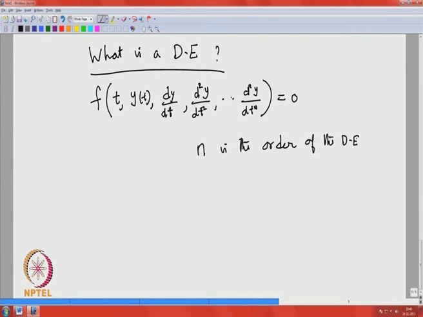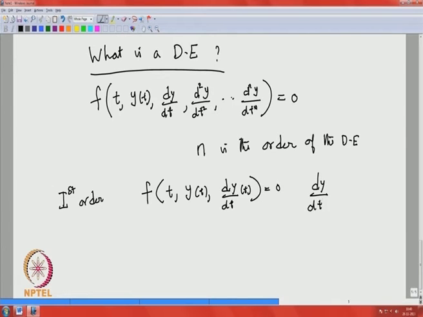So, for example, a first order equation is nothing but a relation connecting t, y(t) and dy by dt. Even to understand this equation is not easy. So, most of the time you will be seeing a simpler form of this equation, where you have dy by dt equal to g of t, y(t), and this is the differential equation which we will be addressing most of the time.